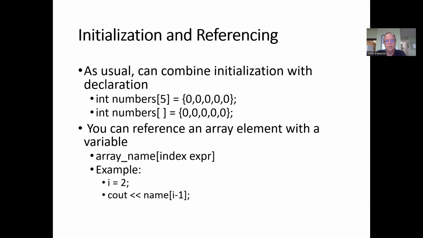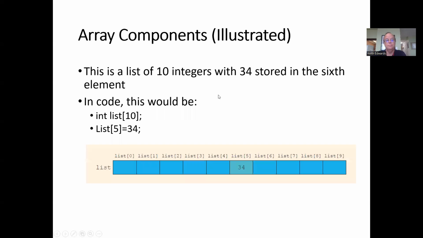What you can do is you can reference any element within that array using a variable name or a number. So you give the array name, and then in square brackets, you give the expression. So for example, if we wanted to output the third element, we would cout name[2]. Or in this case, with the example, i is equal to 2, cout name[i-1] would output 2 minus 1. It would output the second element in that name array.